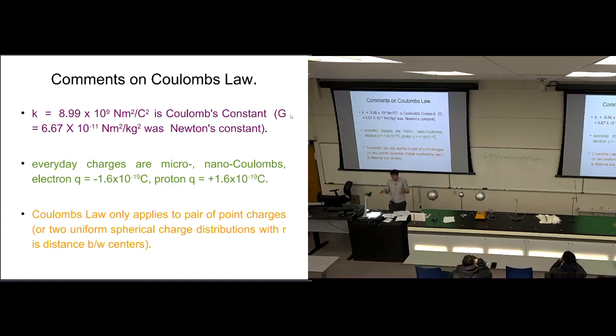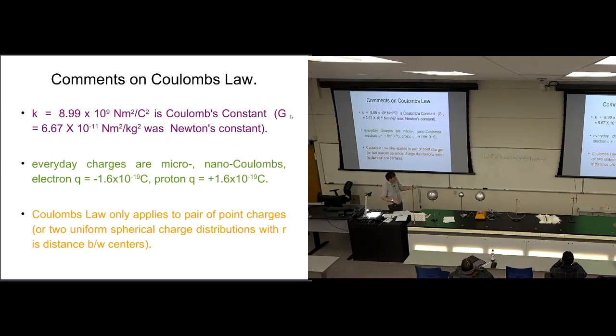I also said that nature comes in little packets of charge, and those little packets of charge are even smaller, right? They're minus and plus 1.6 times 10 to the minus 19 coulombs for an electron and a proton. So a coulomb is actually a very large amount of charge. We don't normally see a coulomb of charge exposed. In experiments, it's more microcoulombs, and the electronic charges are order 10 to the minus 19 coulombs.